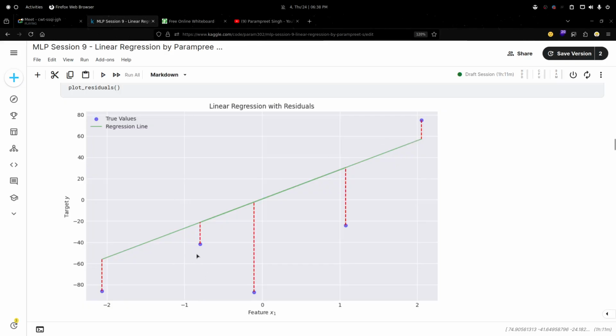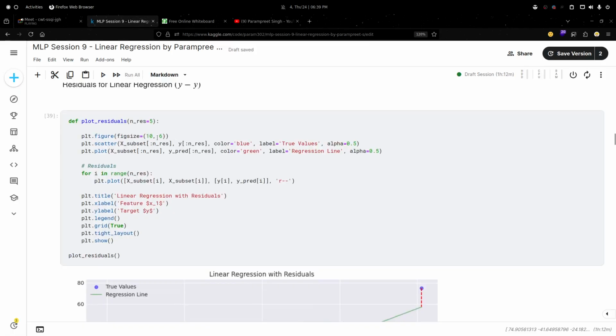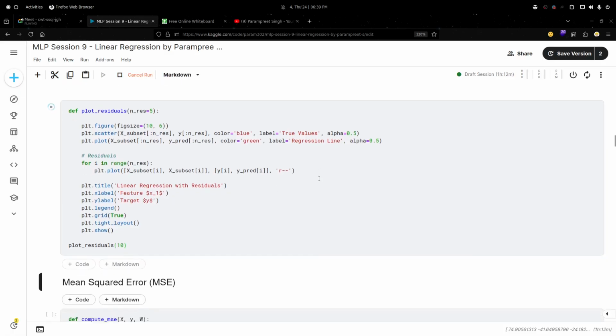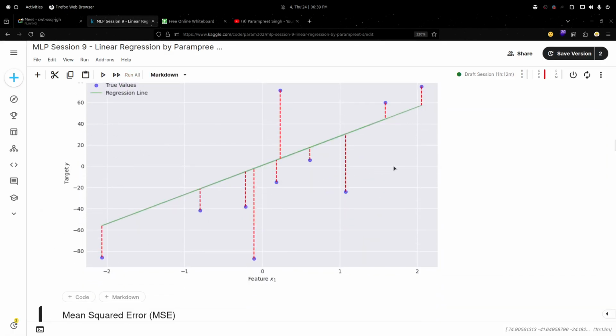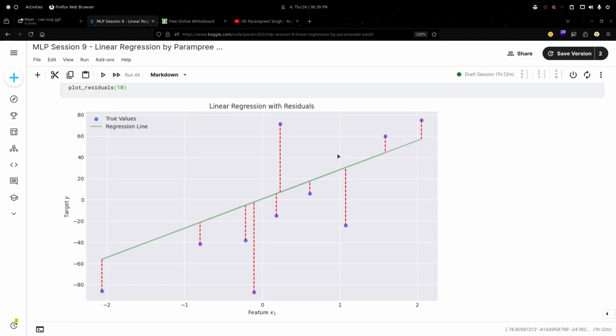Okay. And these are some samples we have in blue dots. And the error between the blue dots and the green line is the red dashed line, which you can see here. Here I have plotted only 5 samples. If I set samples to, let's say, 10, and run it, now you can see the error, the difference between the actual scatter points, the actual price, and the price predicted by this linear regression line. Okay, so this is the error.